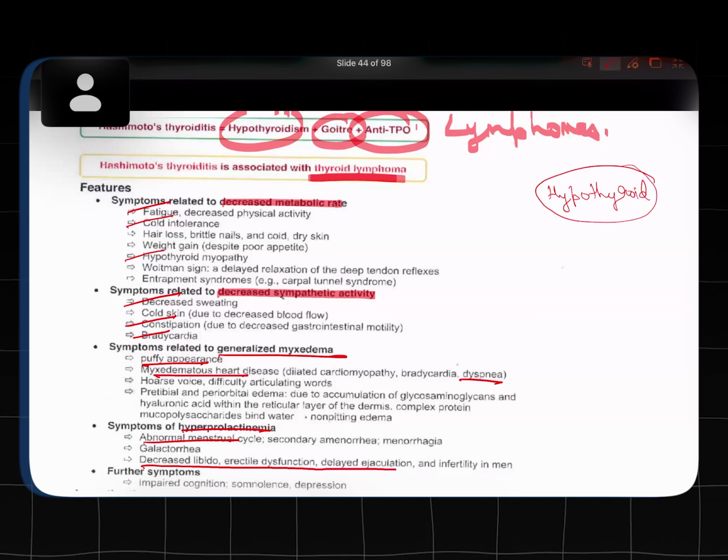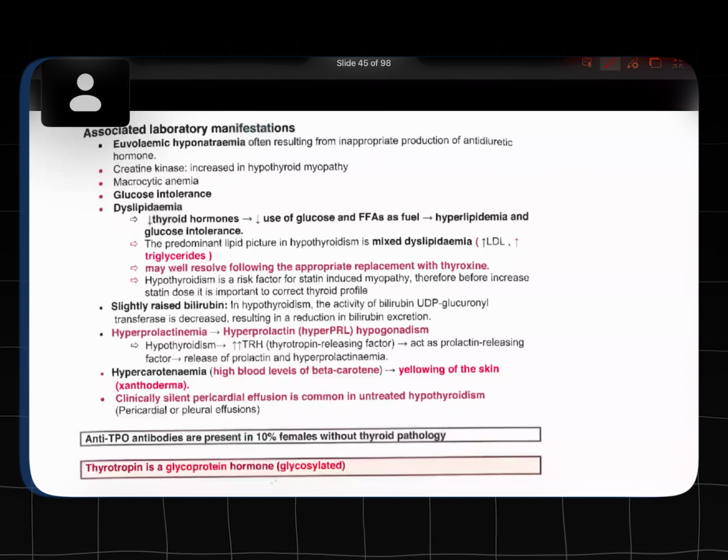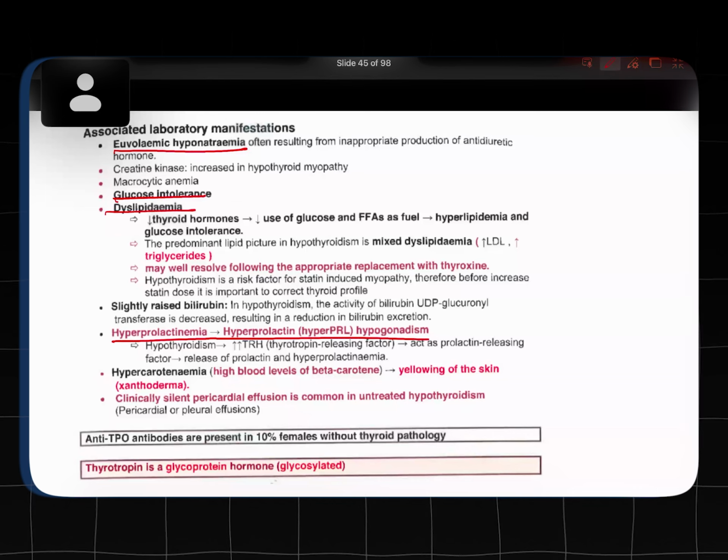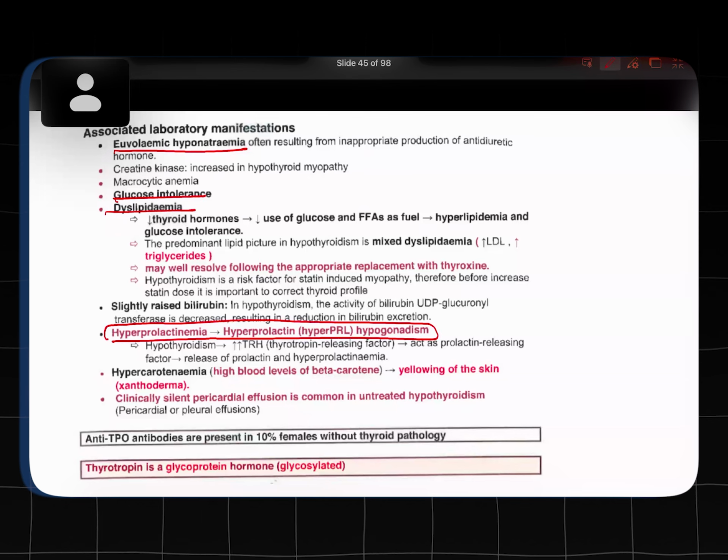Cold clammy skin, decreased sweating, patient will be a more obese patient, usually female, cold intolerant, carpal tunnel syndrome, this set of things. Laboratory-wise, there will be euvolemic hyponatremia, glucose intolerance, dyslipidemia, hyperprolactinemia. This is the one which comes in the exam: hyperprolactinemia.